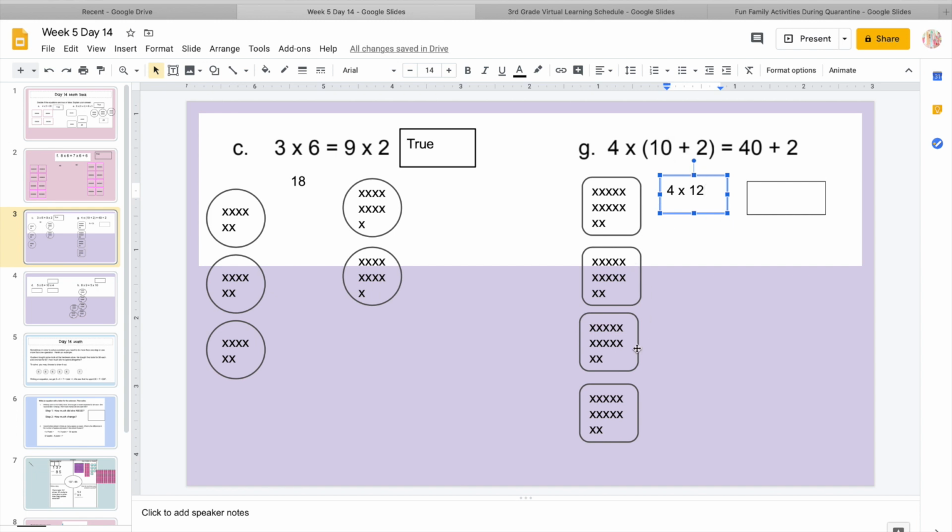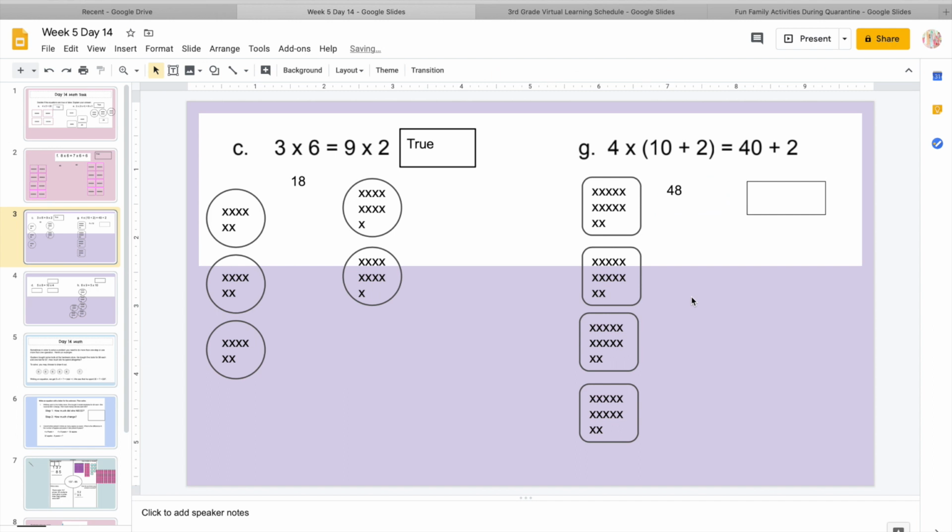So I made 4 groups and I put 12 x's in each group. So now all I have to do is add up those x's. So I know this is 12, 13, 14, 15, 16, 17, 18, 19, 20, 21, 22, 23, 24, 25, 26, 27, 28, 29, 30, 31, 32, 33, 34, 35, 36, 37, 38, 39, 40, 41, 42, 43, 44, 45, 46, 47, 48. So I know this side of the equation equals 48.